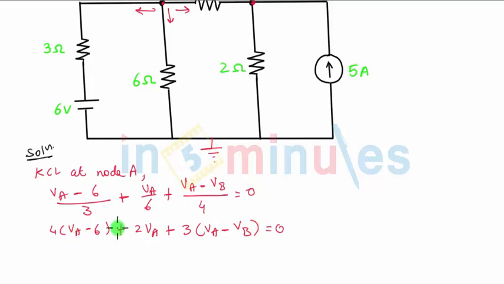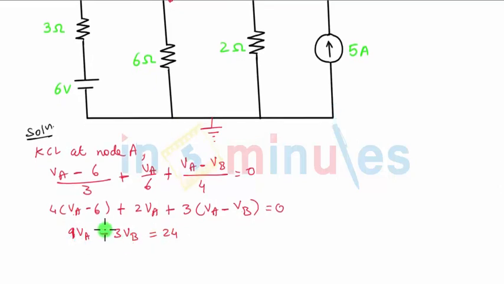You can see I'll add up all the VA terms. So this is the 4 VA, this is 2 VA and 3 VA. So that will be 4 plus 2, 6 plus 3, 9 VA. And you can see there is only one term with VB. So that's minus 3 VB. And the constant is going to be equal to 4 into 6, which is 24, minus 24. But on the other side, it is going to be equal to plus 24. I can further cancel out the common factor of 3. If I divide throughout by 3, this will become 3 VA, 9 by 3 will be 3. This will be minus VB, and 24 by 3 is going to be 8. So that's my equation number 1.